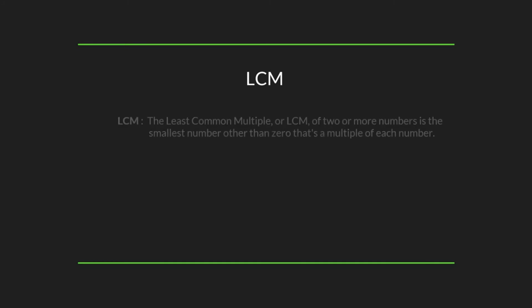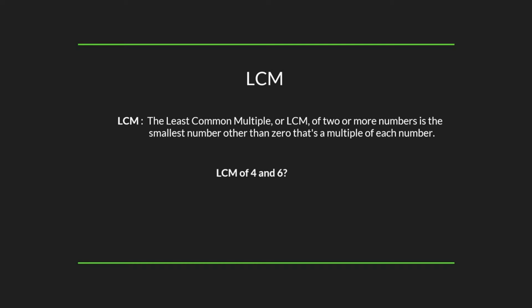The least common multiple or LCM of two or more numbers is the smallest number other than 0 that's a multiple of each number. For example, if we have to find the LCM of 4 and 6, we can write the multiples of 4 and 6 and figure out the common multiples, which are 12 and 24. The least common multiple will be 12.